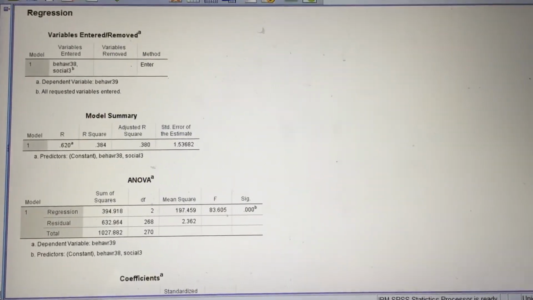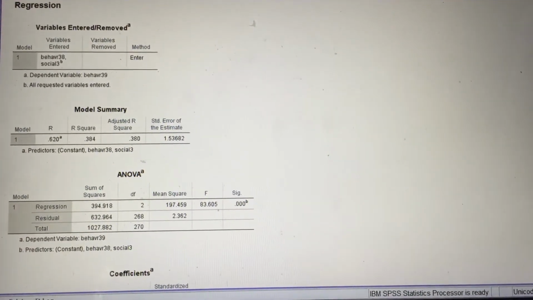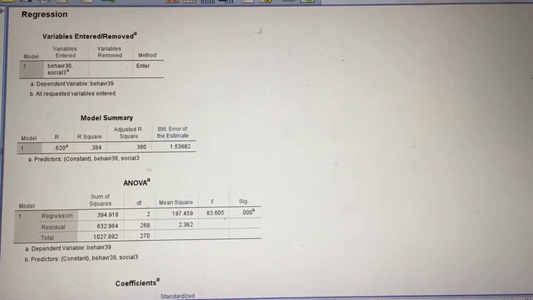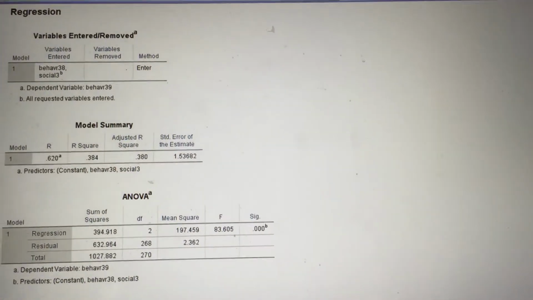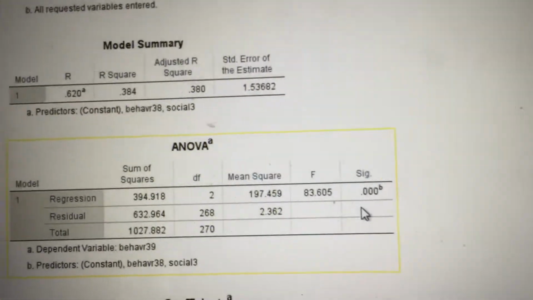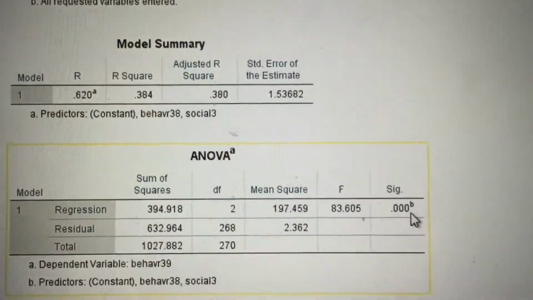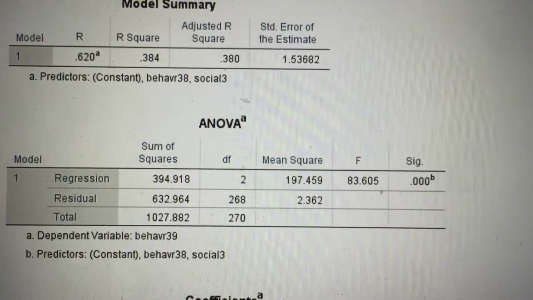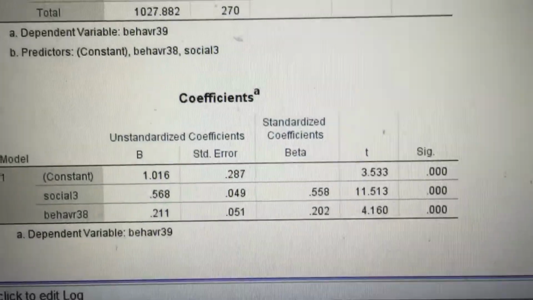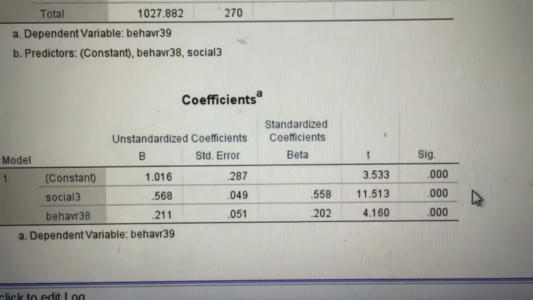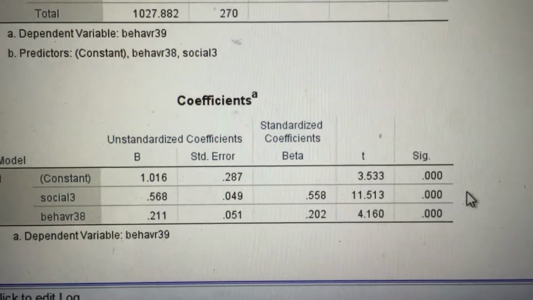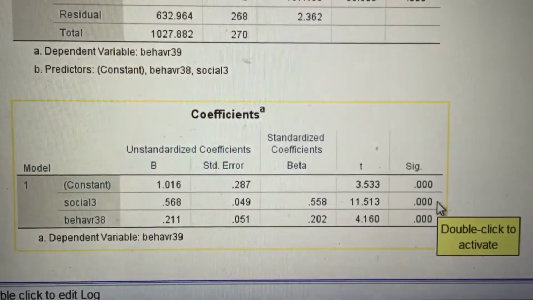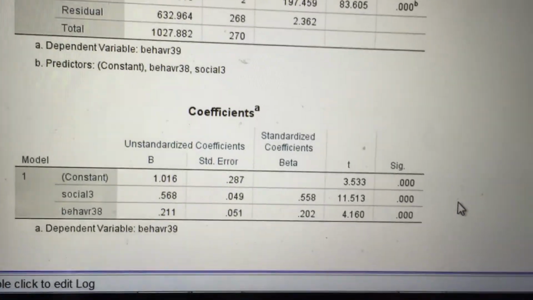B says, state where you looked for determination of statistical significance and include the specific numbers. I would say I looked at the ANOVA table and saw 0.000, and this told me that I had a statistically significant linear equation and that both of my independent variables were statistically significant, and I saw that at the coefficients table, and both of those are also 0.000.